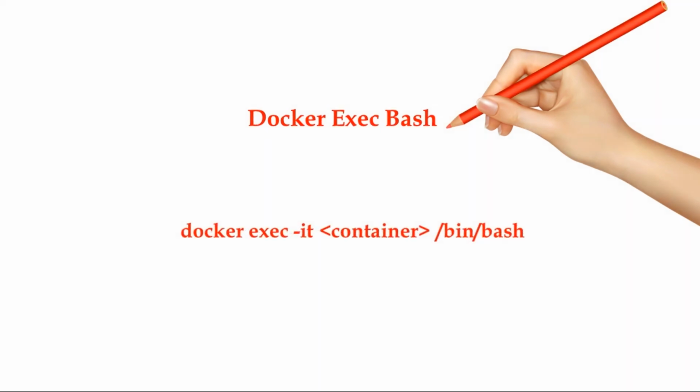The most popular usage of the docker exec command is to launch a bash terminal within a container. In order to start a bash terminal in a Docker container, execute the docker exec command with the -it option and specify the container ID as well as the path to the bash shell. We can see one example with exec bash.